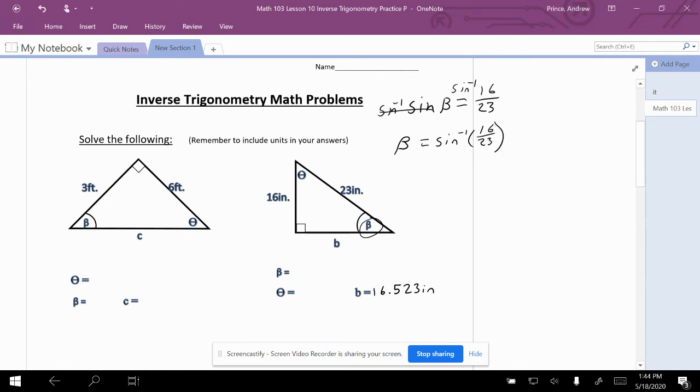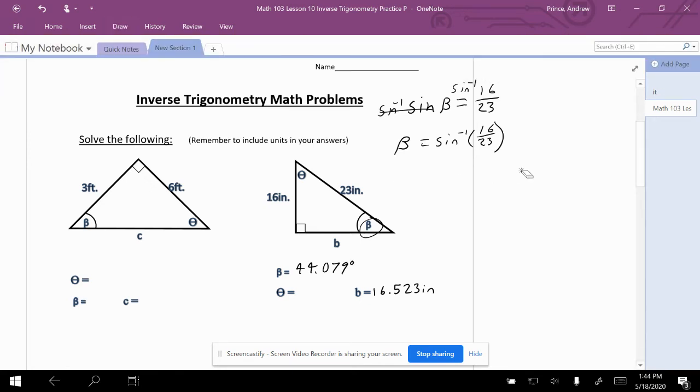So if you use the second feature on your calculator and hit sine, you're going to have inverse sine. You can just type that fraction directly into there, 16 divided by 23. And that's going to give you an angle of 44.079. So B is 44.079 degrees.